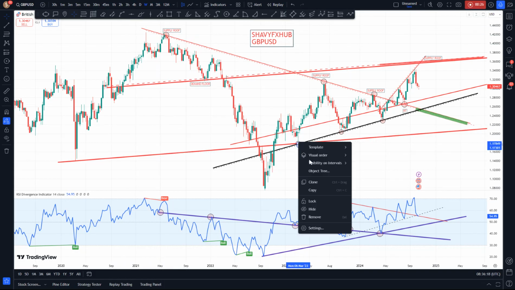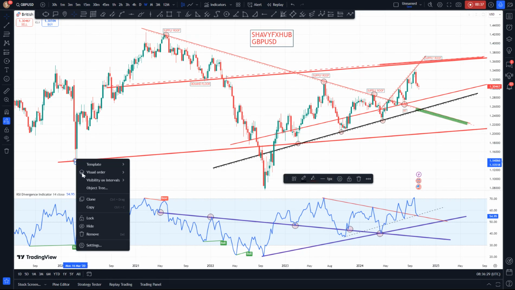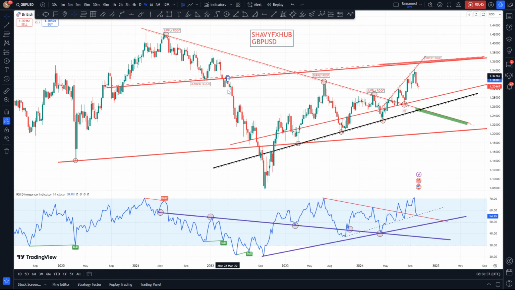So we're going to look at it from the same perspective, the supply and demand perspective. We're going to look at a breaker structure. We're going to look at the support level. We're going to look at the ascending trend lines and see what they make out of themselves.